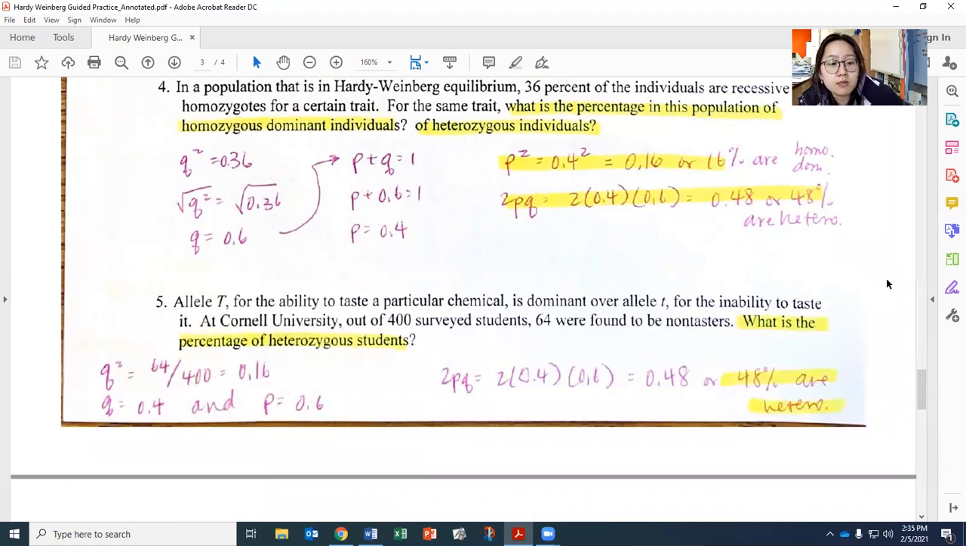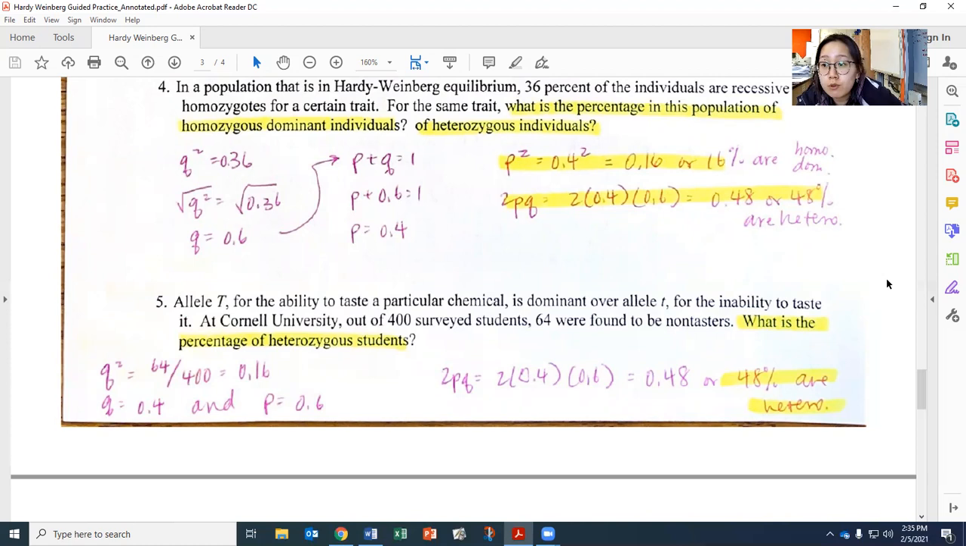Number 5 is allele T, capital T, for the particular chemical taste. It's dominant over the allele little t for the inability to taste. At Cornell University, out of 400 surveyed students, 64 were found to be non-tasters. We know that non-tasters are recessive phenotype, which means that automatically they have the recessive genotype, which is q squared. Okay, so if you take 64 divided by 400, you get 0.16. And the reason we can't just use 64 is because it's a number and it's not a frequency. So we have to change it to a frequency.